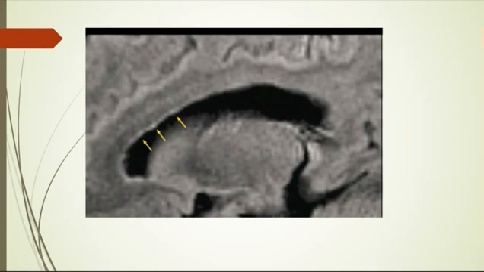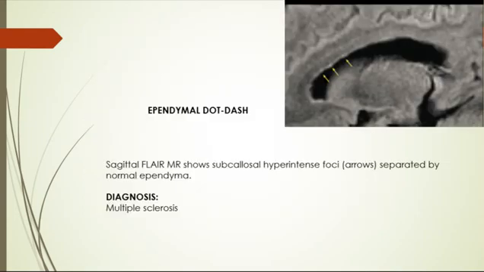Okay, which indicates the earliest stage. The earliest one is this. It will progress to the beads, and then the full-blown MS is the Dawson finger appearance. This is the ependymal dot dash sign. There are subcallosal hyperintense foci separated by normal ependyma.